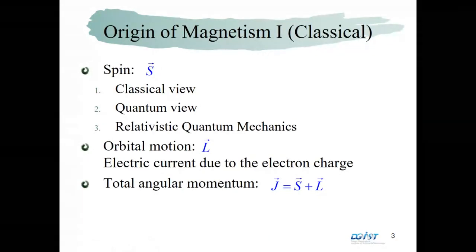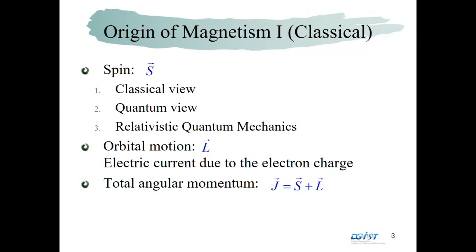The origin of the magnetism, I already mentioned several times: it is the spin moment. The magnetism comes from the spin moment of the electron. And this spin is a very strange and difficult object to understand, because the spin of the electron actually comes from relativistic quantum mechanics.